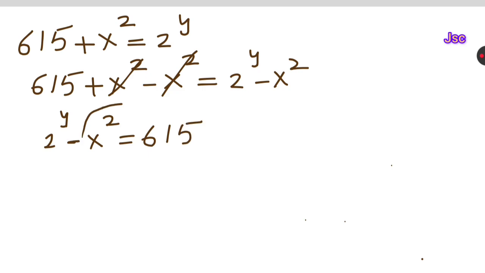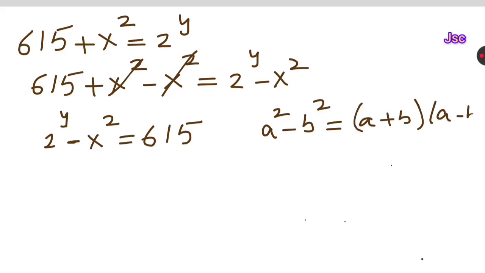Now observe, here we have a power of 2 and here we don't have a power of 2. If I had a power of 2 in this 2 raised to the power of y, then we could simply use the property a raised to the power of 2 minus b raised to the power of 2. We can simply write this as a plus b times a minus b. Then we can solve it easily.